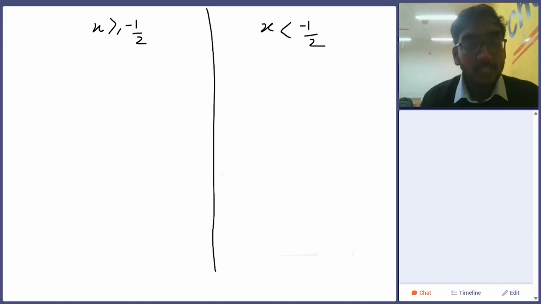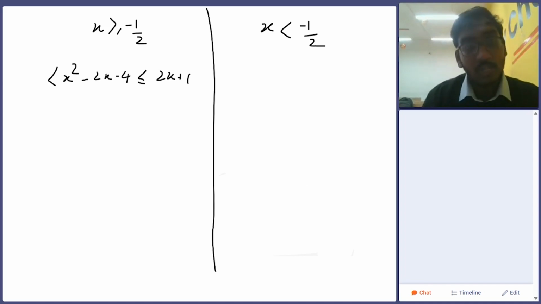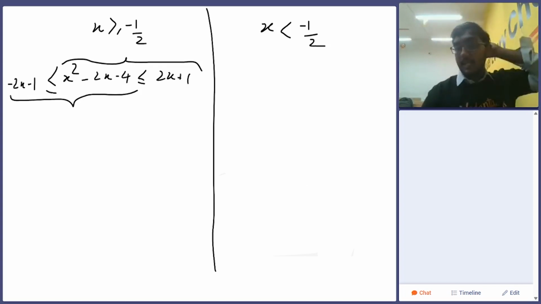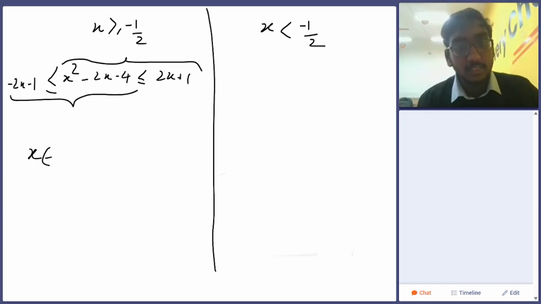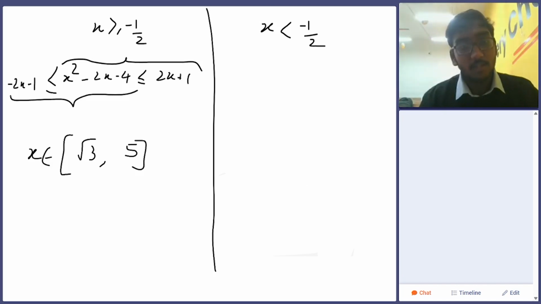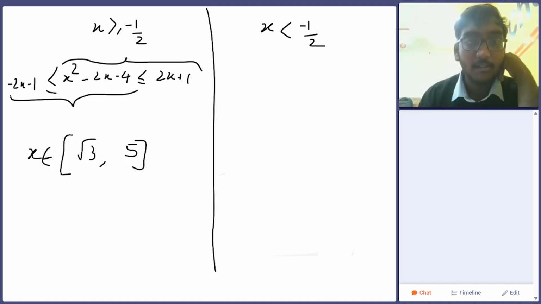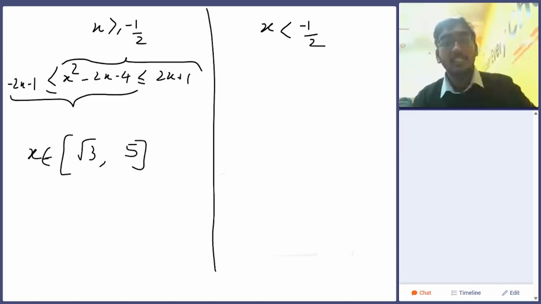So when x is greater than or equal to negative half, what will the condition be? X square minus 2x minus 4 will be less than or equal to 2x plus 1, and it will be greater than or equal to minus 2x minus 1. There are two quadratic inequalities. This is the first one and this is the second. If you solve them and take the intersection, you will get x belongs to root 3 comma 5. You have to use the Wavy curve method to solve these two quadratic inequalities and determine where x will lie. You have to take the intersection because both are simultaneously true.